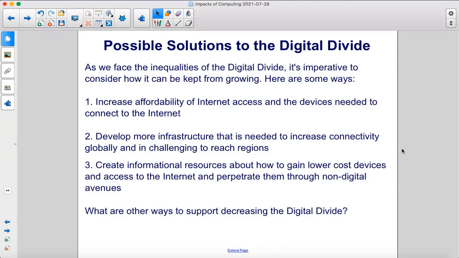As we face the inequalities of the digital divide, it's imperative to consider how it can be kept from growing. Here are some ways. Increase affordability of internet access and the devices needed to connect to the internet. Develop more infrastructure that is needed to increase connectivity globally and in challenging to reach regions. Create informational resources about how to gain lower cost devices and access to the internet and perpetuate them through non-digital avenues. What are other ways to support decreasing the digital divide?